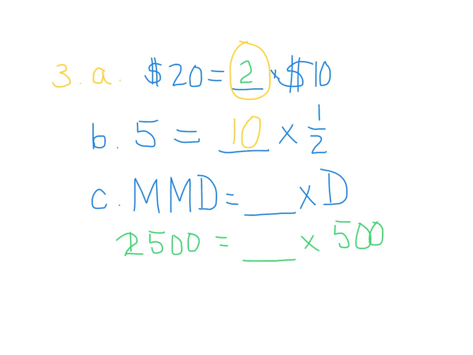And my answer for that one would be 5. 5 times 500 gives me 2,500. So that 5 would also go up in my original equation.